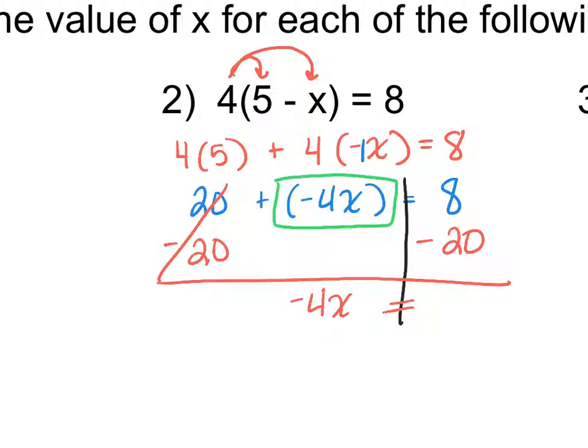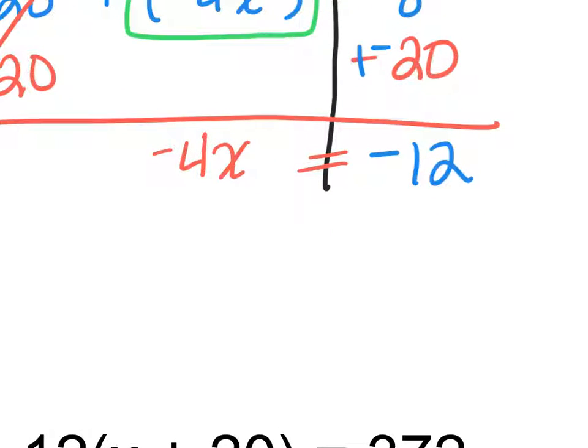Now I have 8 take away 20. Again, that's keep. Then I'm going to change, because it's subtraction. I have more negatives than I have positives, so my answer is going to be negative. And then by how many more do I have? Well, 20 take away 8 leaves me with 12, so it'll be a negative 12. And now it's a one-step equation. Negative 4x equals negative 12.